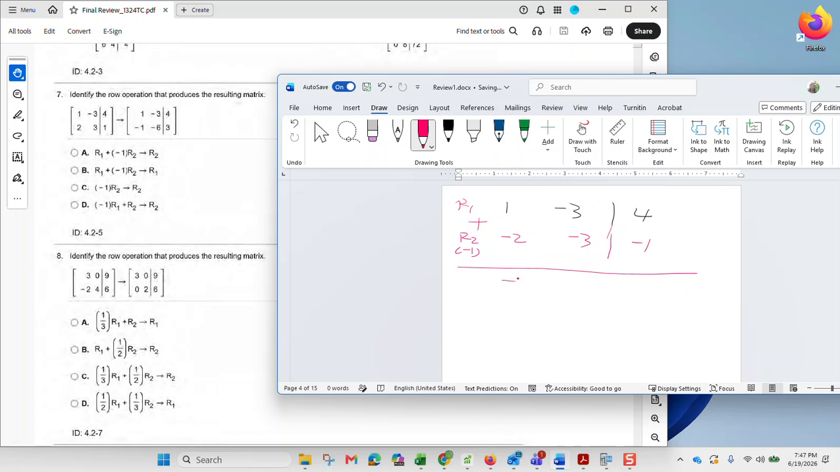So 1 plus -2, you get -1. -3 plus -3, you get -6. Okay, 4 plus -1, you get 3. Oh, looks like that's exactly correct. Okay, and then you have this one replace row 2. So yeah, A is the correct operation. So we have row 1. Row 1 did not change, right?